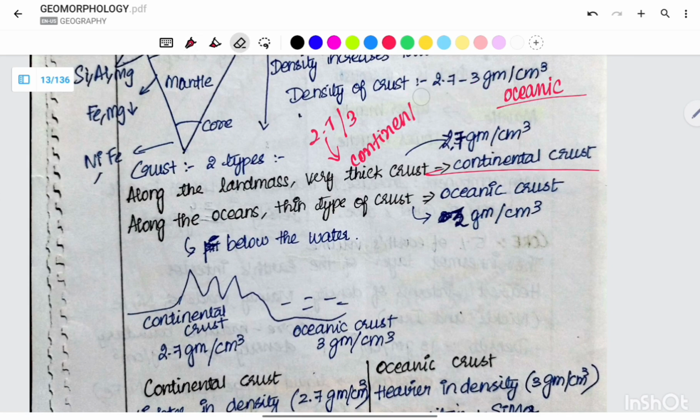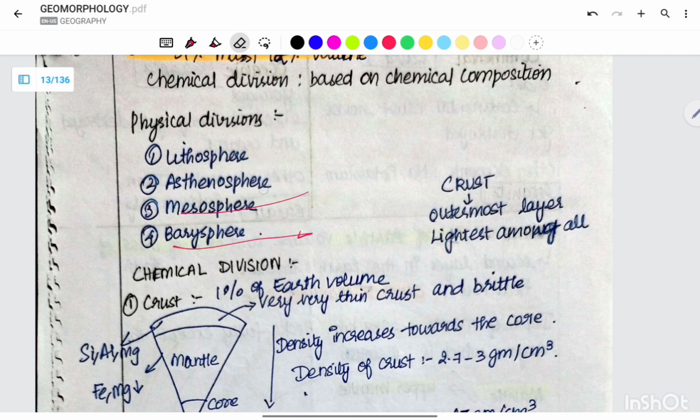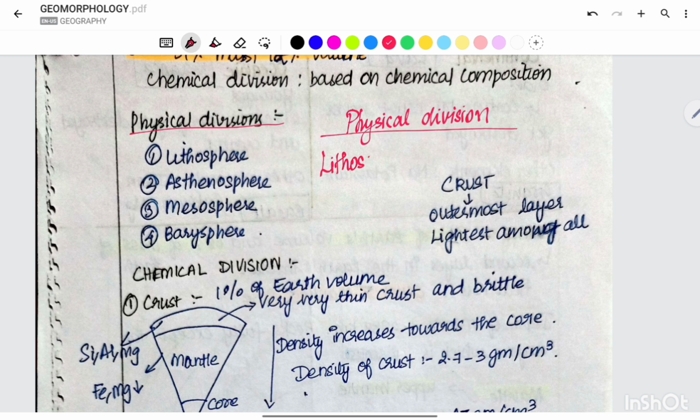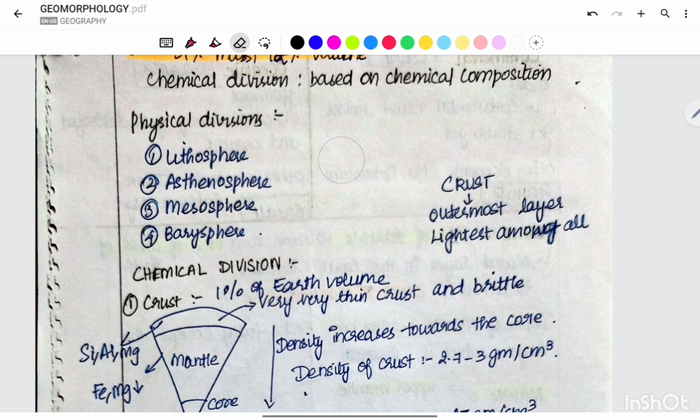Now we go for lithosphere, asthenosphere, mesosphere and barysphere, which are the physical divisions. The chemical divisions are the crust, mantle and the core.